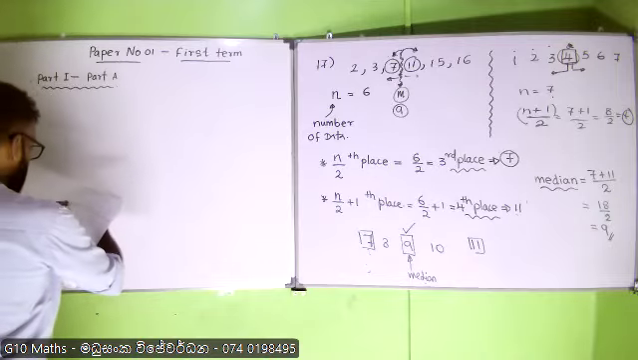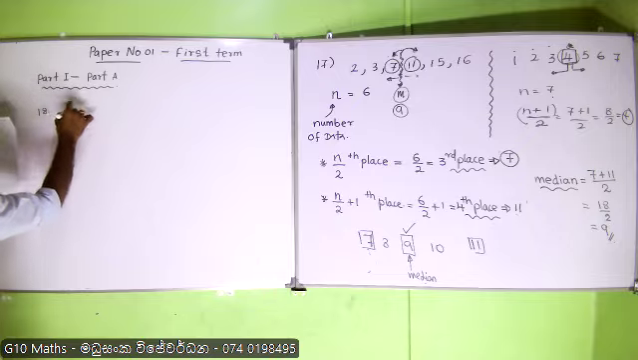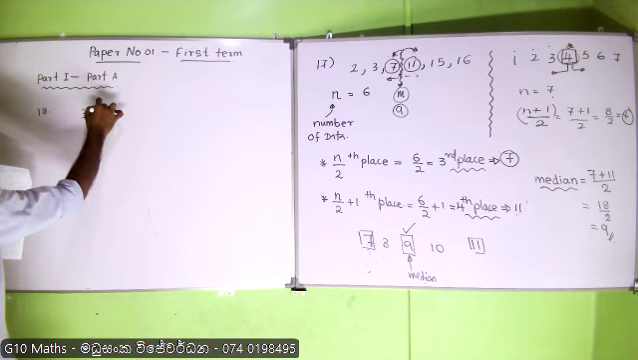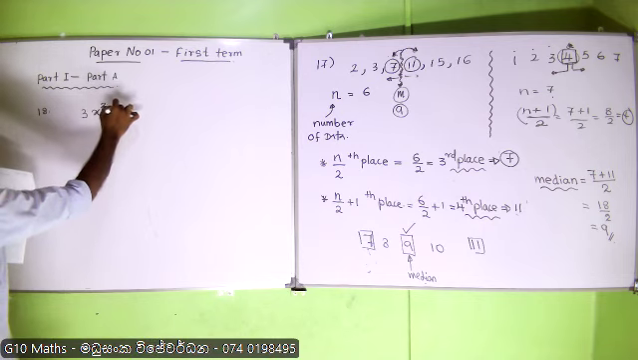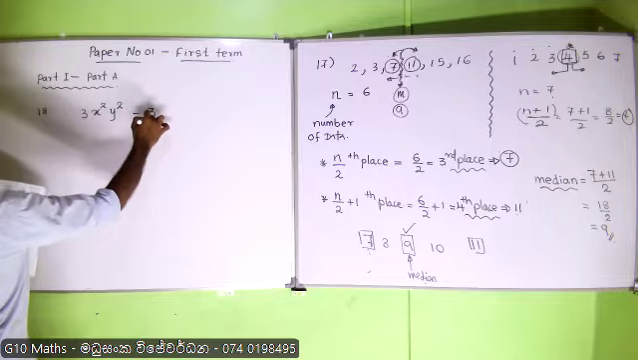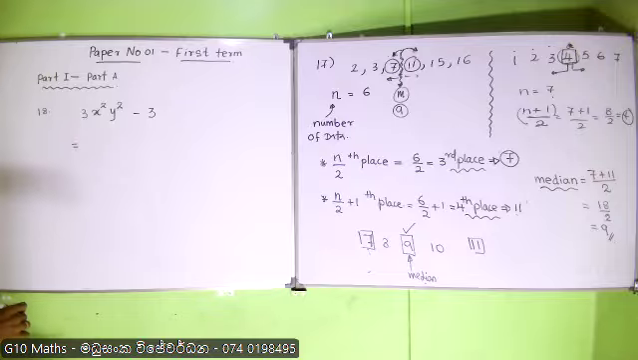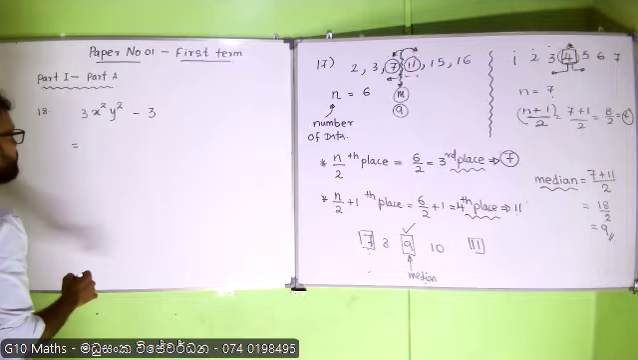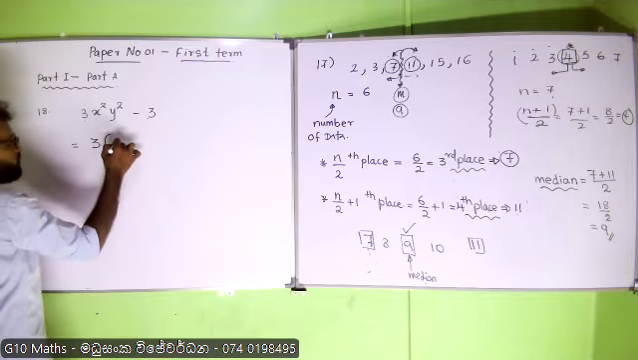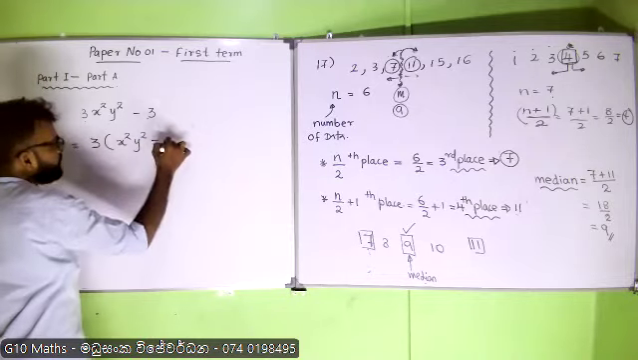18th one. You have to factorize 3x squared y squared minus 3. So how are we going to factorize this? You know this. Take the common term 3 out, and write what you have inside the brackets: x to the power 2, y to the power 2 minus 1.